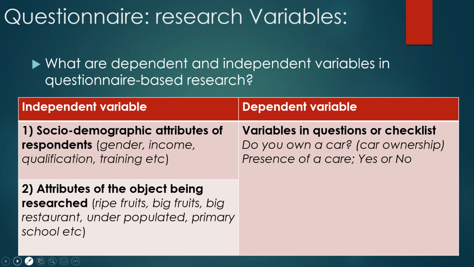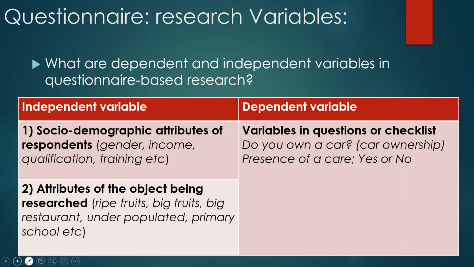Or if you are doing a survey on an object, because we don't only do surveys on humans. You can be surveying trees, cars passing by the roadside, anything. You can be surveying fruit sizes. There are attributes that are already there. Either it's a ripe fruit or a big fruit, or a primary school. Those attributes are already there, so we call them the social demographics. Those are the demographic attributes.